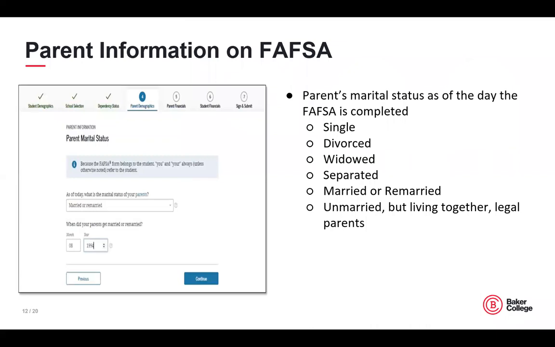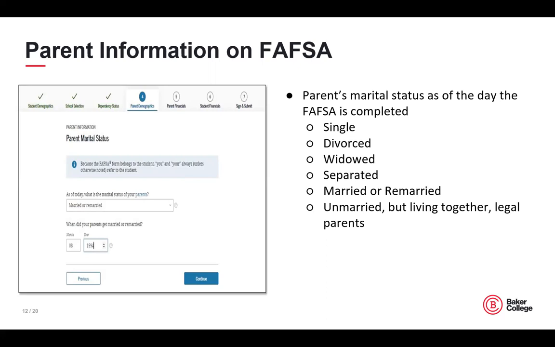The next most common question we get when families are trying to complete the FAFSA is which parent's information to use. The answer is you will include demographic and tax information for the parent or parents with whom the student lived the majority of the time in the 12 months leading up to the completion of the FAFSA.